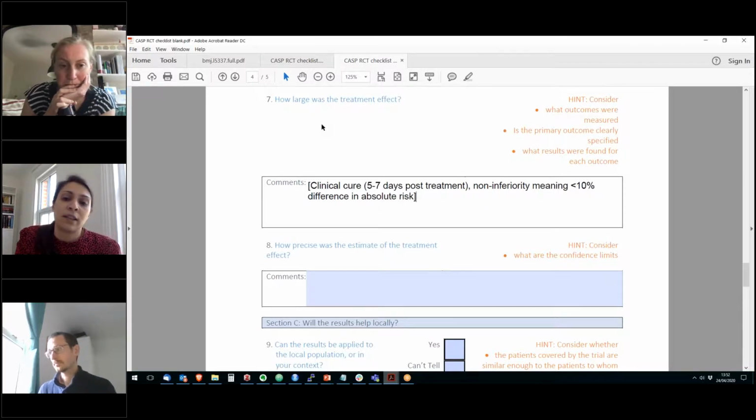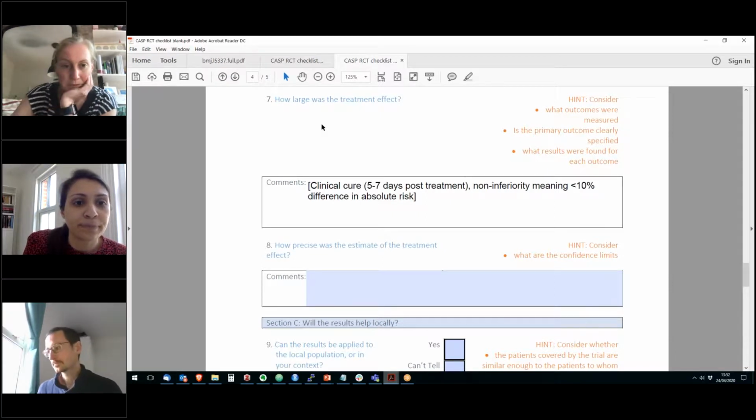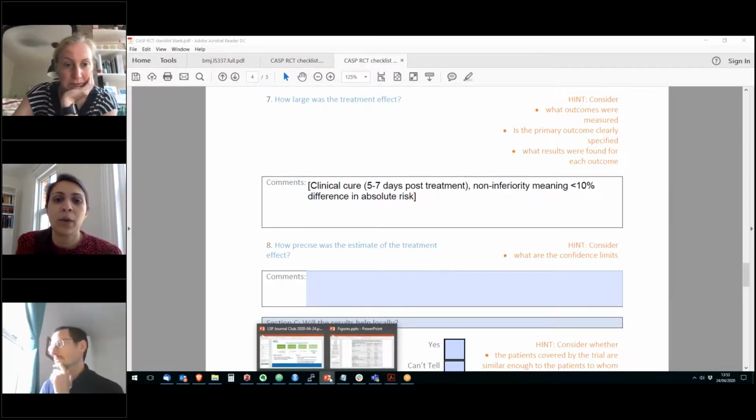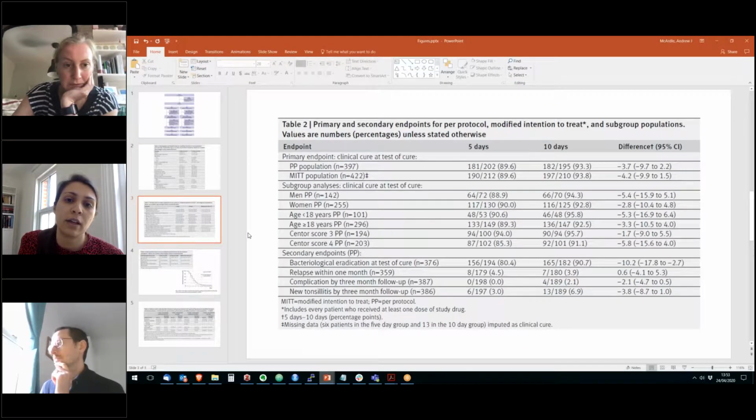So now that we've said that, we're now looking at table number 2, and we're looking at the primary endpoint, where they're telling you the percentage of people that were cured after having 5 days and 10 days of antibiotic. And they're giving you the treatment effect of an absolute risk difference. So that's minus 3.7. Is that result significant?